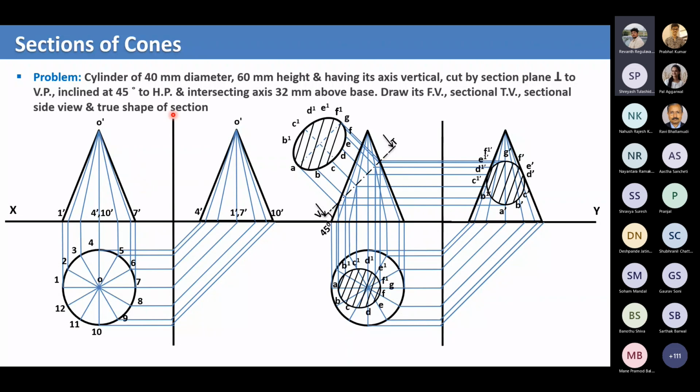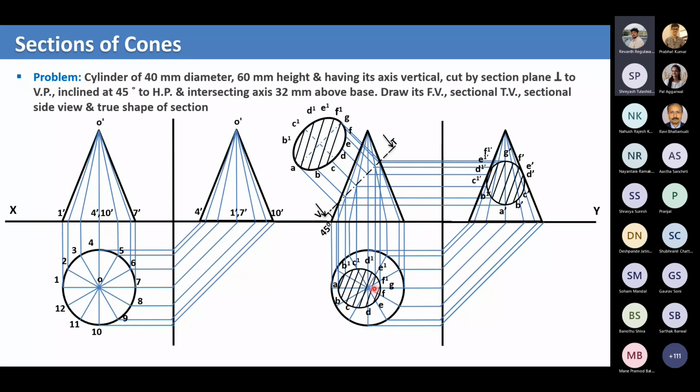I have spoken enough about the cylinder. Now this is a very similar fashion. There is only one difference between a cylinder and a cone. What is that? Here in the top view you will get a proper section. It's not like a cylinder, where you only get a circle. Here you get a section, but the rest of everything is as it is.